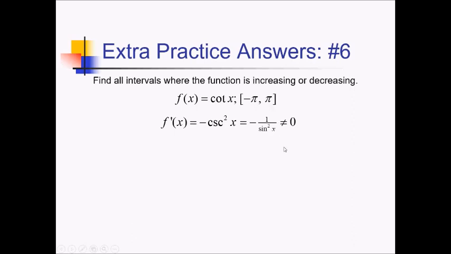So in terms of the interval, we're going to say that f prime is undefined because sine is 0 at negative pi, 0, and pi. So those are some potential critical values we have to test around. Now, since negative and positive pi are the endpoints of this interval, we don't need to test anything to the left of negative pi or to the right of positive pi. So really, we're just testing between these and 0.